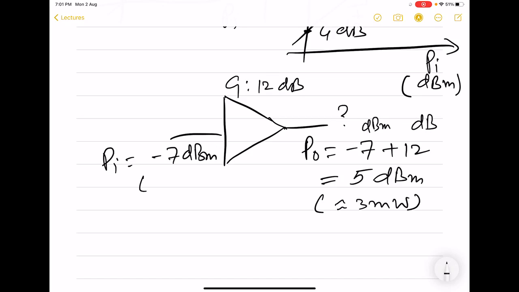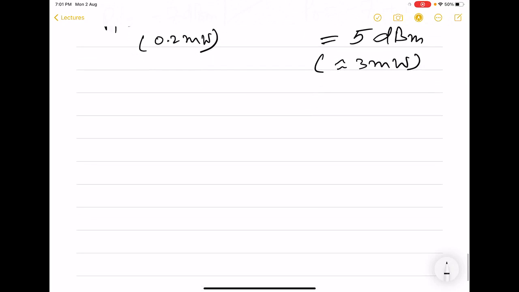And this -7 dBm is equal to 0.2 milliwatt power. So here we interpreted dBm as dB of power, which is in milliwatt. But there's another interpretation for this dBm. We will see that also.